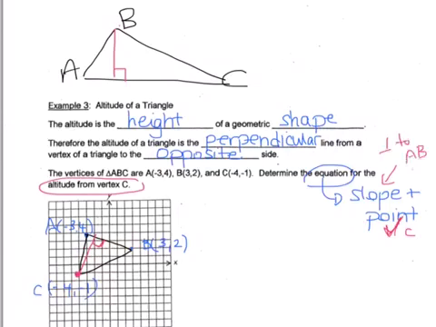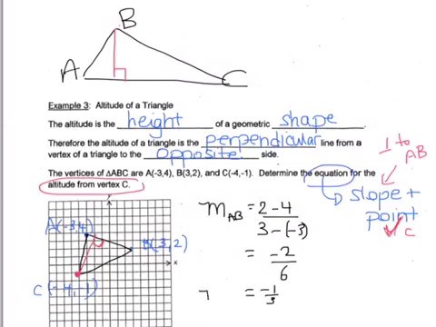So step 1 would be to calculate the slope of AB. Little m for slope AB is equal to, and we're going to use the coordinates of A and B to calculate that slope. So 2 minus 4 over 3 minus negative 3 would be negative 2 over 6, which reduces to negative 1 over 3.